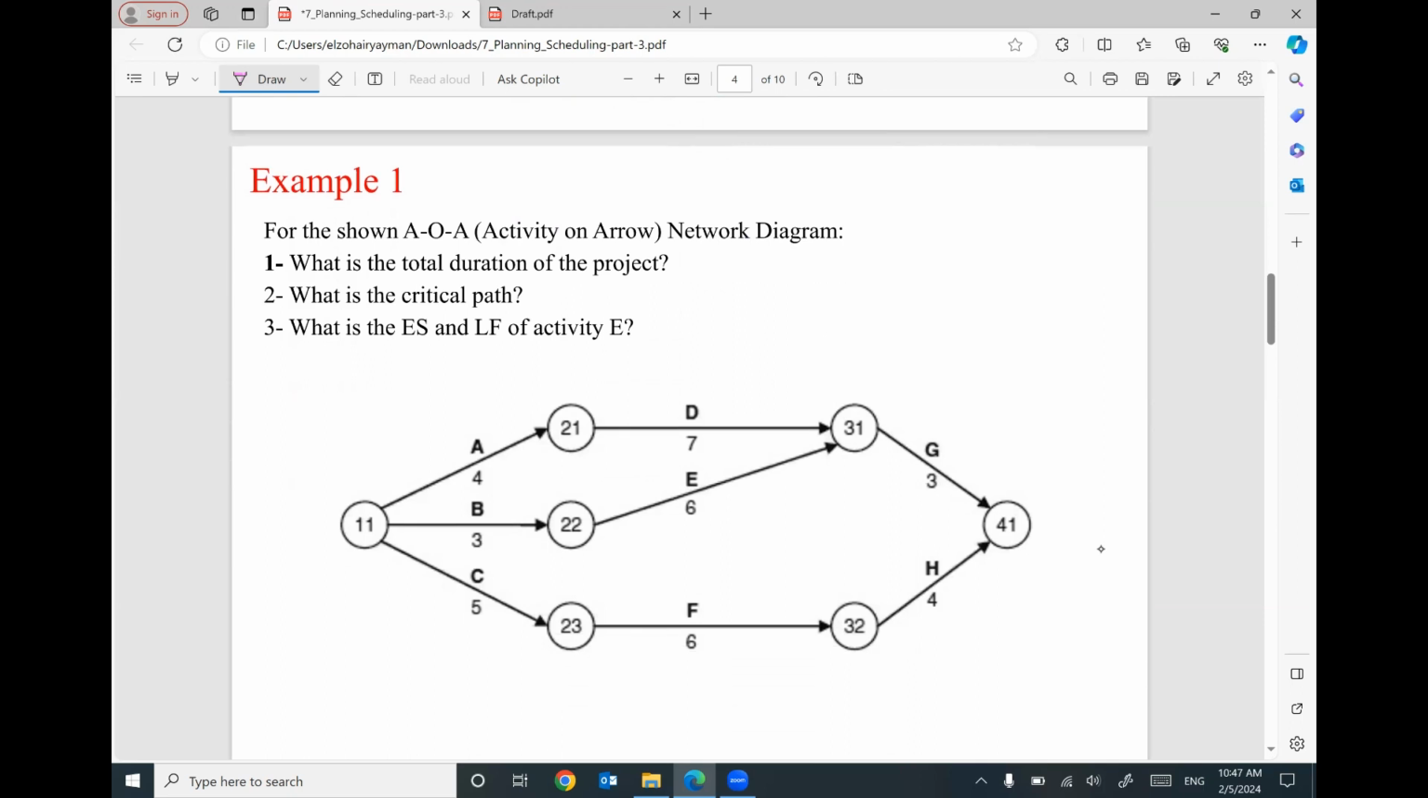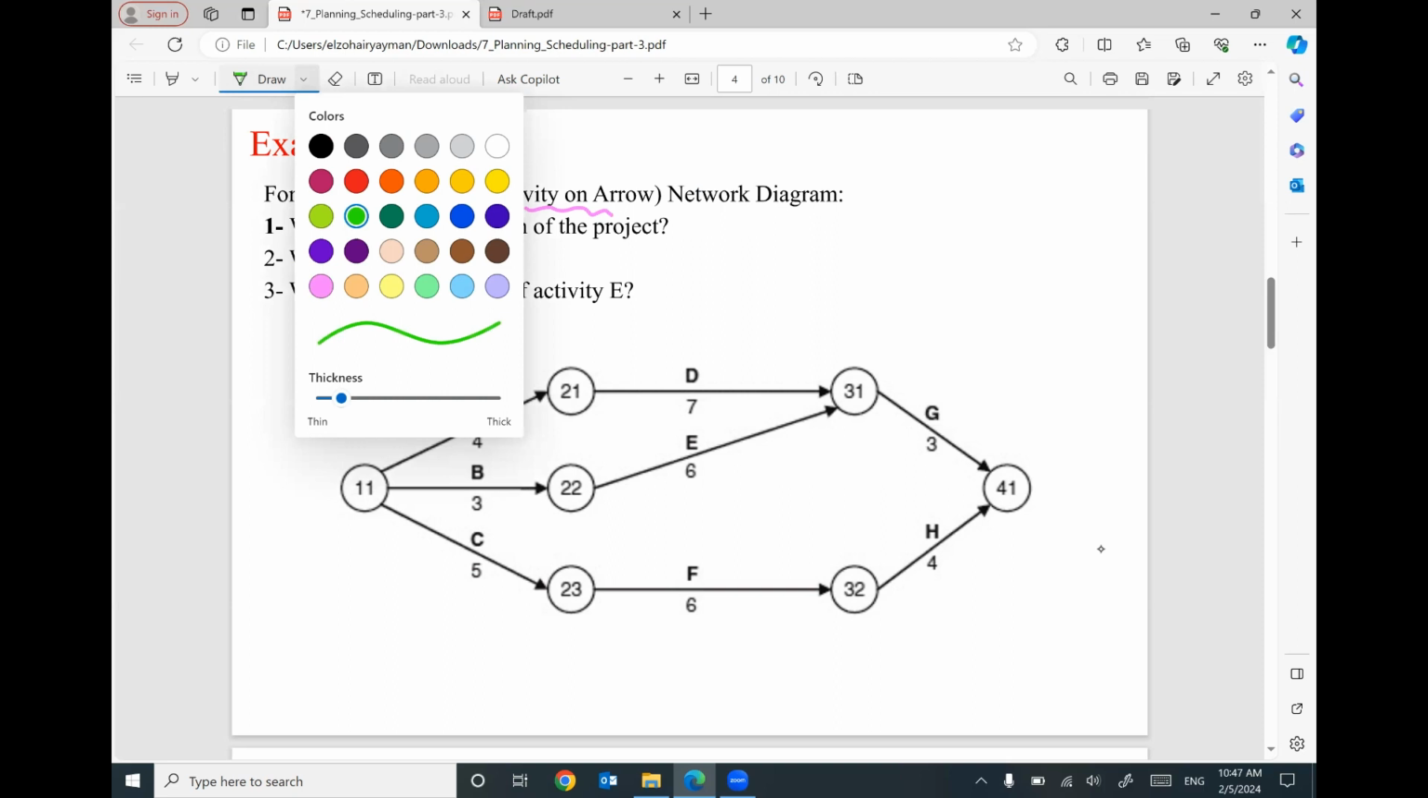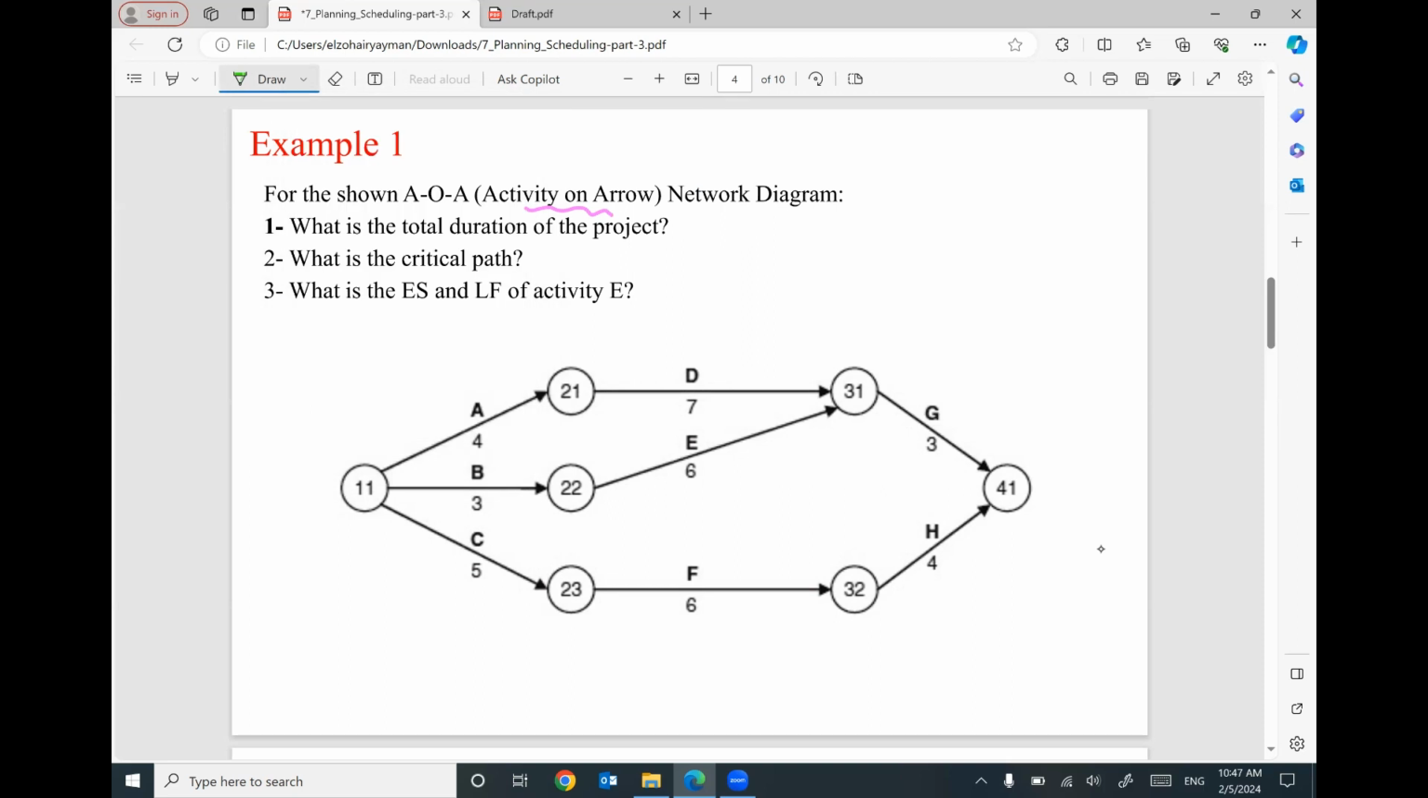We have a few examples. I will start with this project. We are given the activity on arrow network, and we would like to set up the timetable or the timeline for this project. So let's start. I will start this project with activities A, B, C. These activities are the first activities. There is no predecessor, so I will start these activities with early start 0.